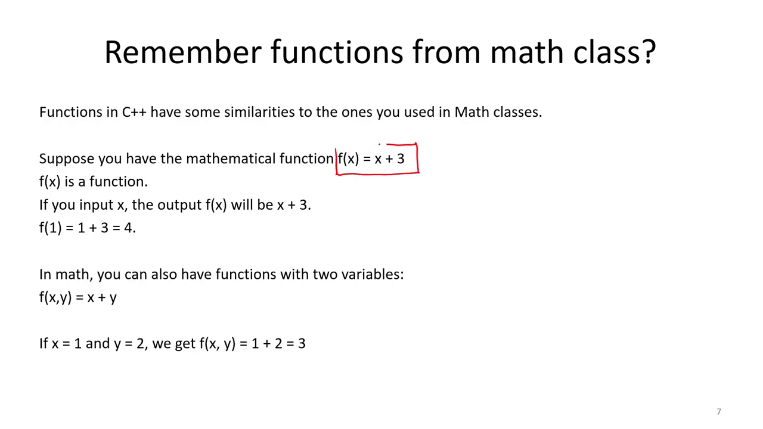Suppose you have a math function from math class. You may have used the notation f of x equals x plus 3. So f of x is how we would write a function in math class. And you might remember that if you input some value x, the output f of x is always going to be that input value plus 3. So for example, if I said f of 1, then 1 plus 3 equals 4.